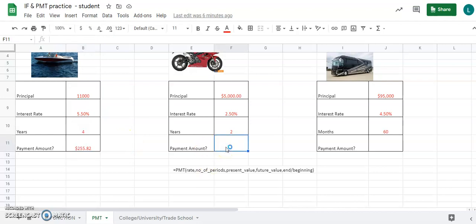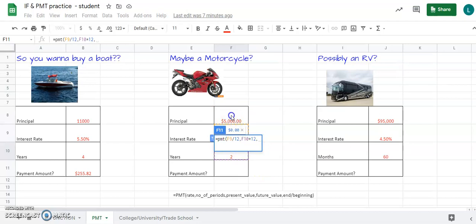So here we go again. Equal sign, PMT, parenthesis, rate. Remember, that's given to us as a yearly rate, so let's divide that by 12, comma. Number of periods, well, it says 2 years. But 2 years is how many months? Because remember, we're trying to figure out our monthly payment. We're going to multiply that by 12, comma. And then the last thing is the present value. How much is that motorcycle?